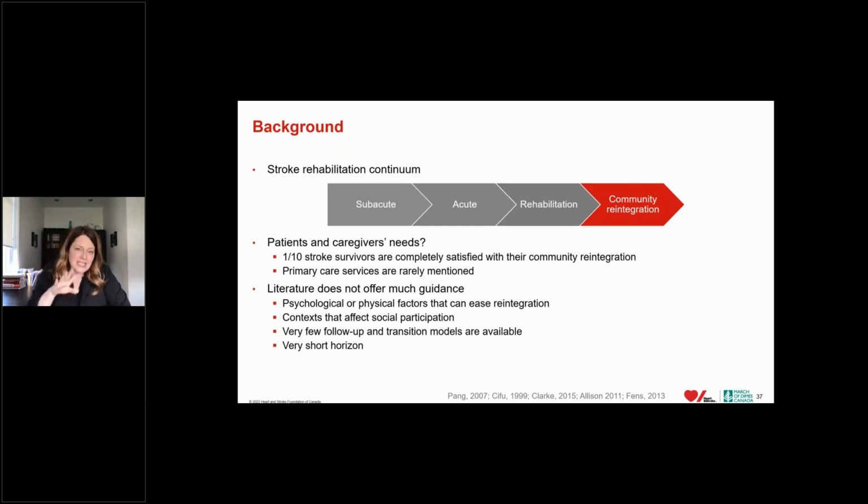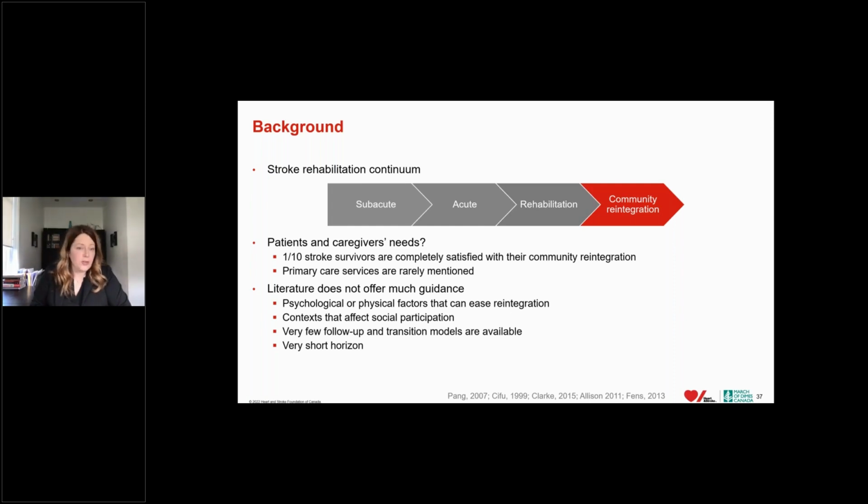The first 2 phases, subacute and acute, have received a lot of attention. Multiple clinical trials have been conducted, and they've received a lot of attention in the scientific literature, much more than the last 2 phases of the continuum, and especially the last one, the community reintegration phase. In fact, only 1 in 10 stroke survivors are completely satisfied with their community reintegration.